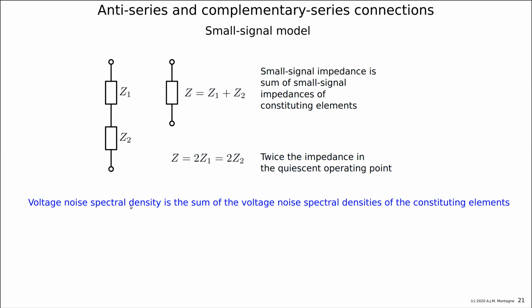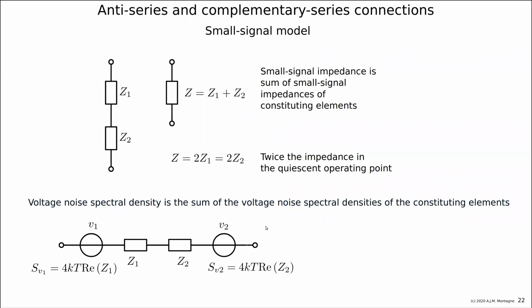The noise spectral density of the voltage is a sum of the two spectral noise voltage spectral densities, as simple as this. And again, if both are equal, then it would be just 8 kT times the real part of Z, which is then Z1 or Z2. So this is a noise model for the two.